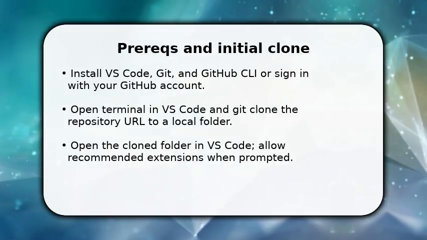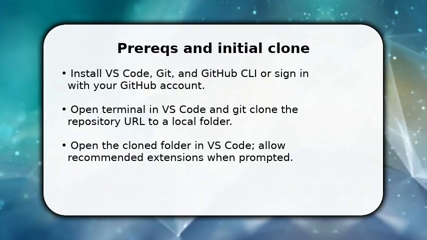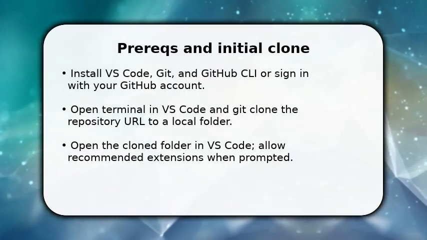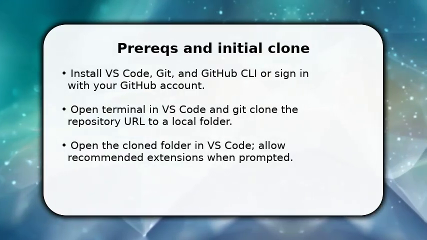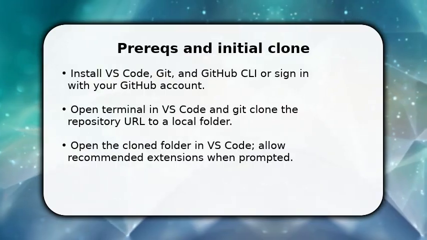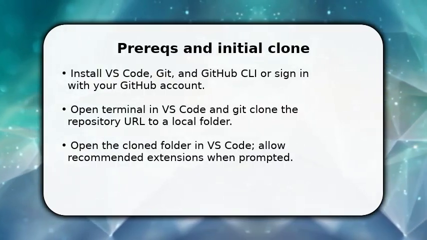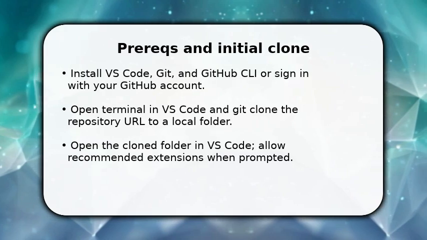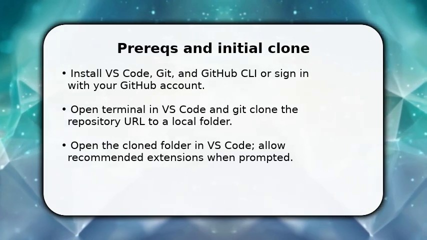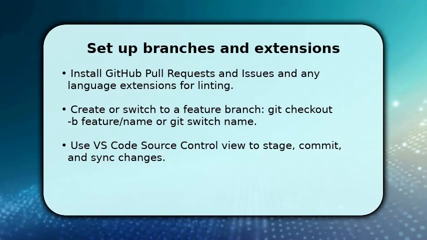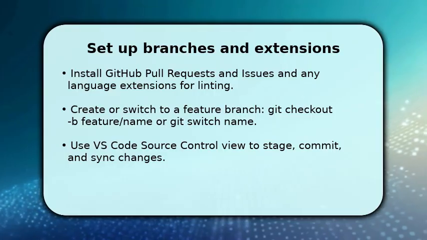Once done, open that folder in VS Code so the editor loads workspace settings and extensions. Make sure to accept recommended extensions for language support and GitHub integration. These speed up later steps and prevent environment mismatches. Next, configure your working environment and branch strategy so changes stay organized.